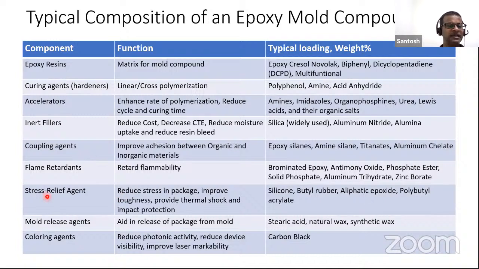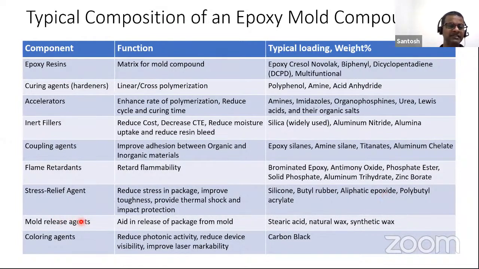Then we have stress relief agents. Basically these are silicones, butyl rubber, and aliphatic epoxide. These materials tend to reduce the modulus of the material and make it soft. So these are so-called stress relief agents.